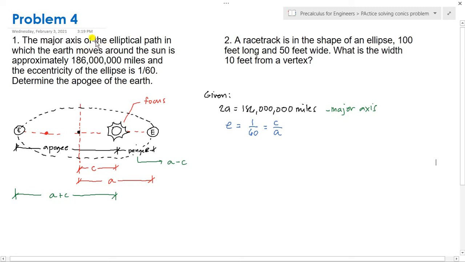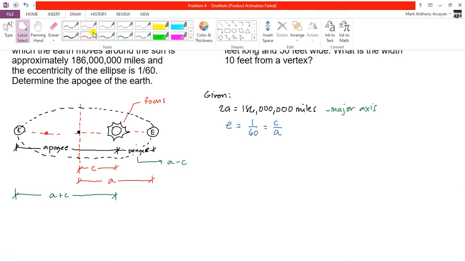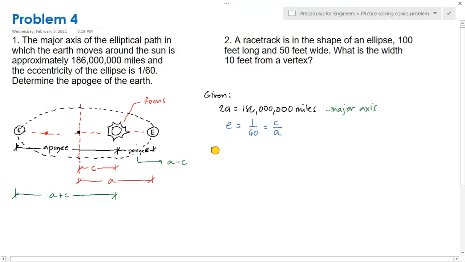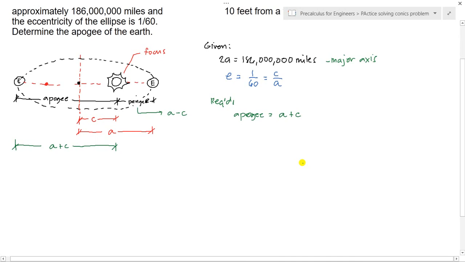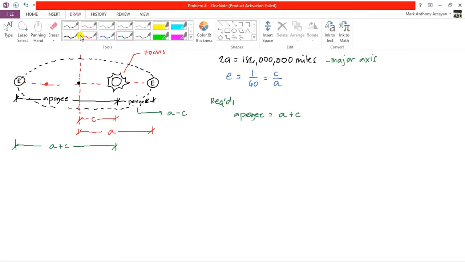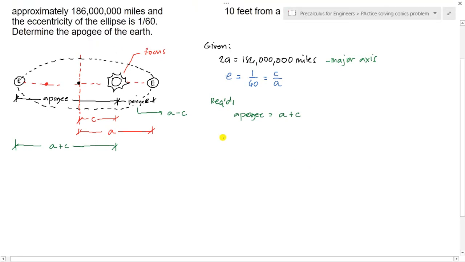So here, what is required is the apogee of the earth. So the apogee of the earth is just equal to A plus C. Okay, so here we can solve for A, right? We can, from the given. So this is the solution.